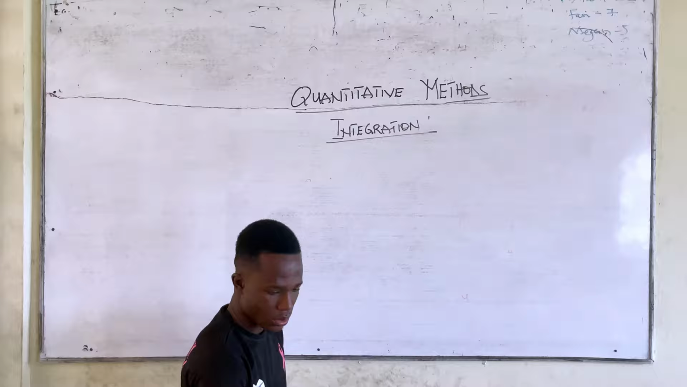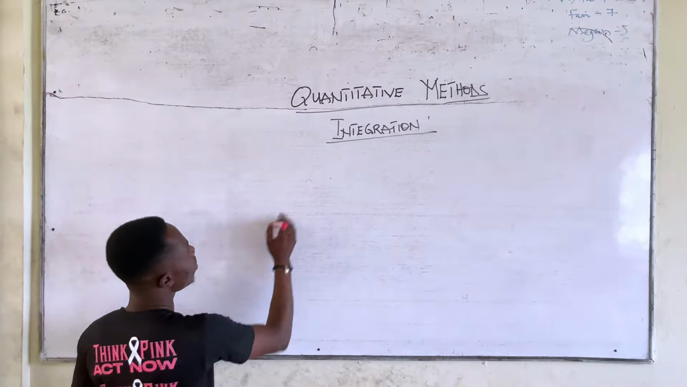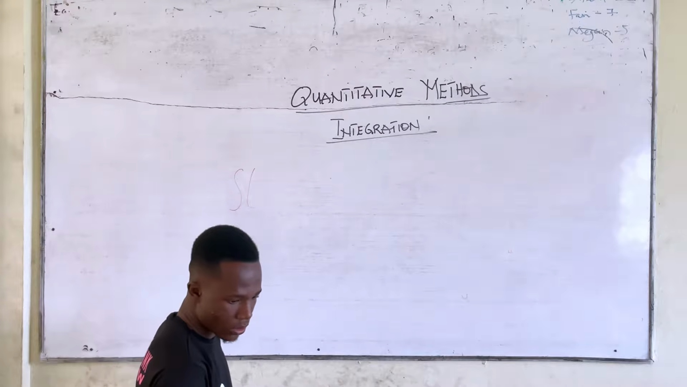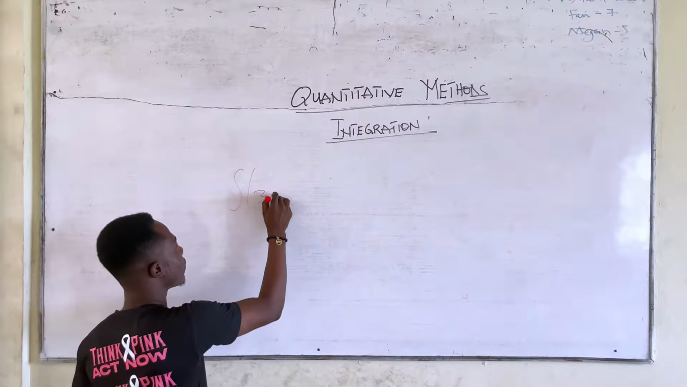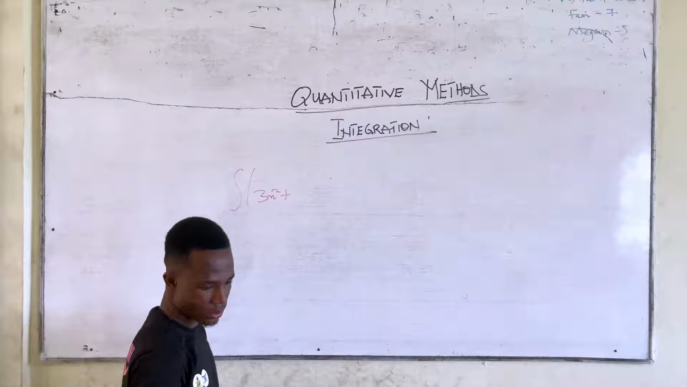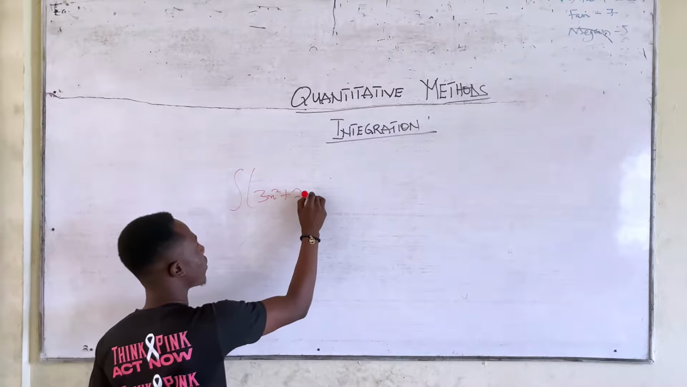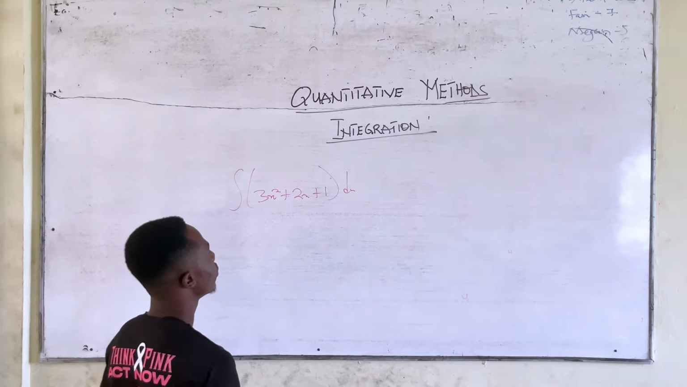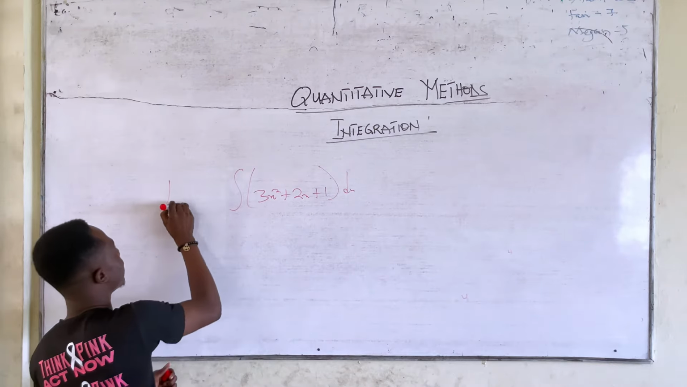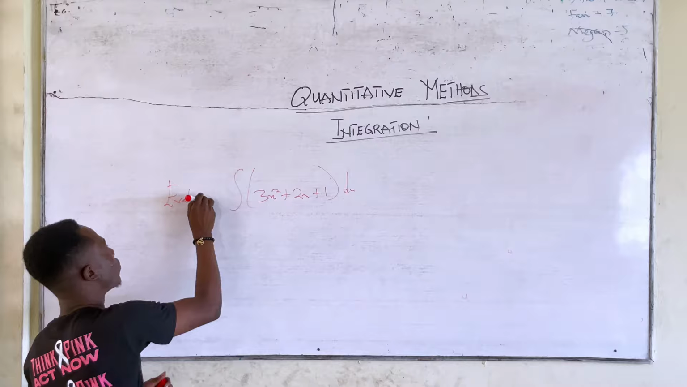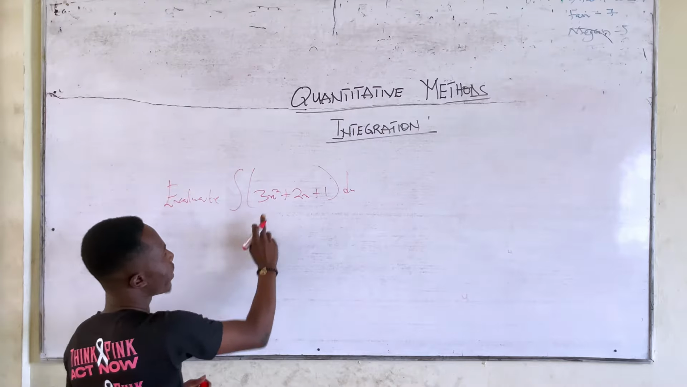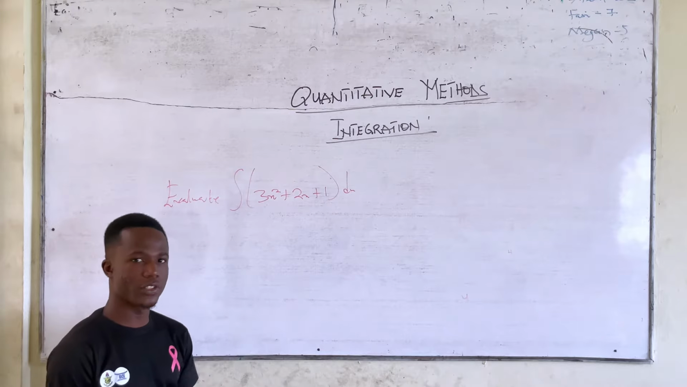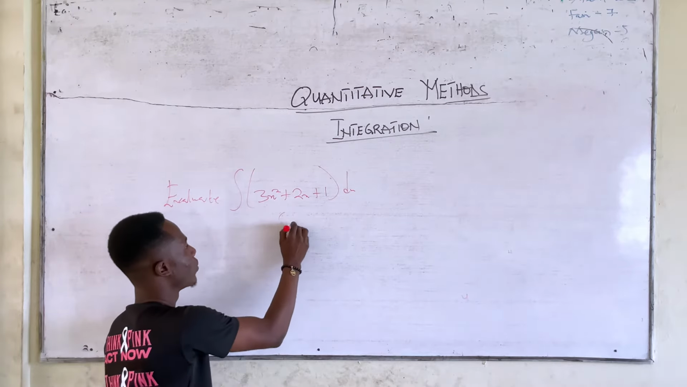So we are to solve 3x squared plus 2x plus 1 dx. Okay, so we are to evaluate integral value of 3x squared plus 2x plus 1 dx. So you can pause the video and you try it yourself.